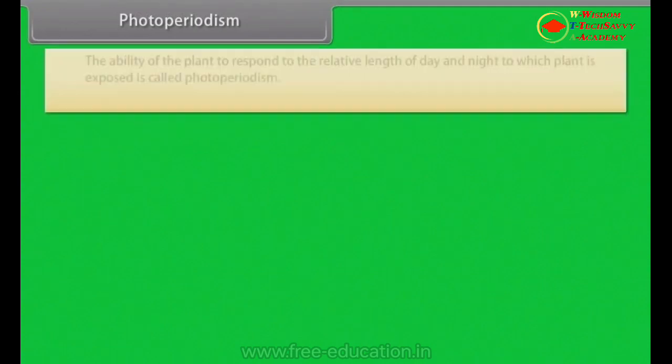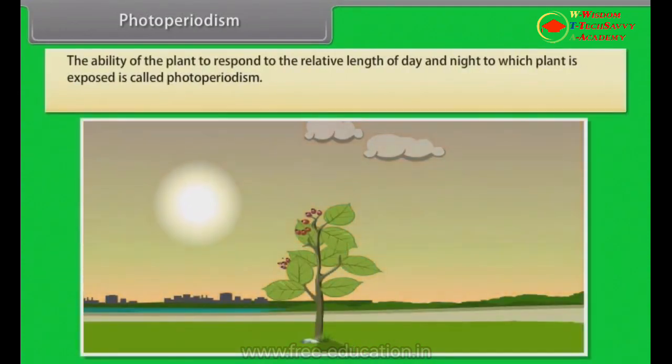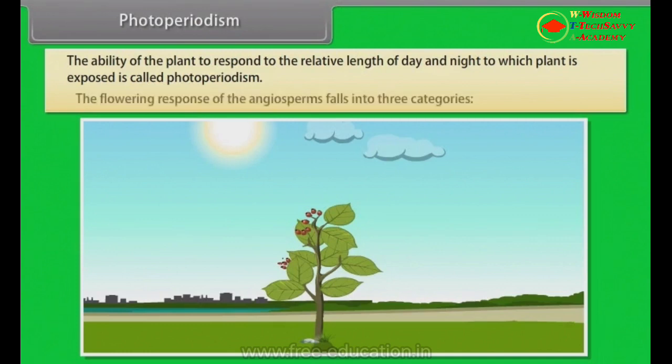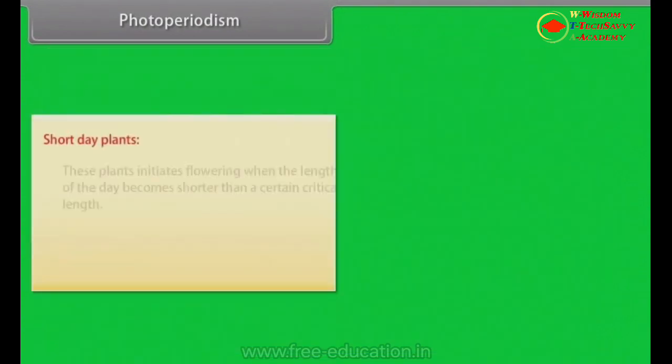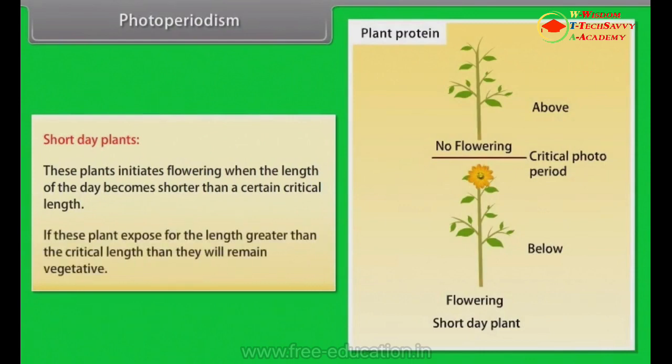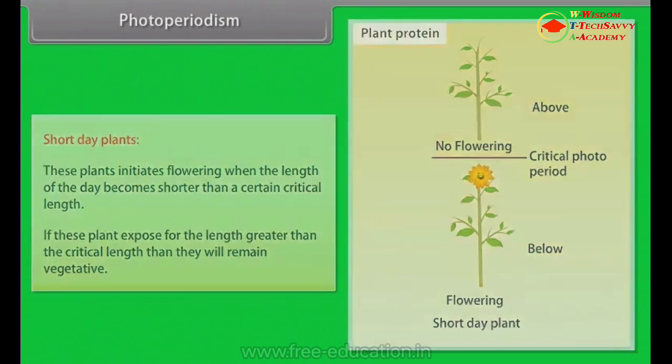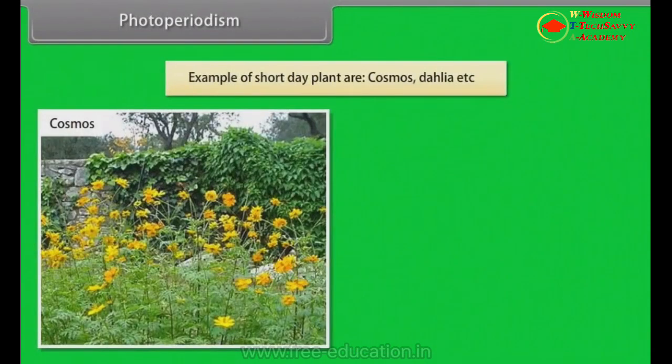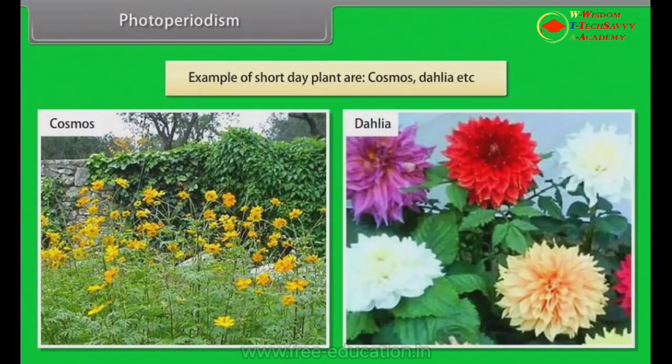Photoperiodism. The ability of plants to respond to the relative length of day and night to which the plant is exposed is called photoperiodism. The flowering response of the angiosperms falls into three categories. Short day plants. These plants initiate flowering when the length of the day becomes shorter than a certain critical length. If these plants are exposed for a length greater than the critical length, then they will remain vegetative. Examples of short day plants are Cosmos, Dahlia, etc.